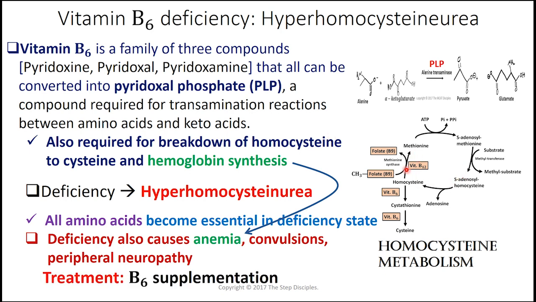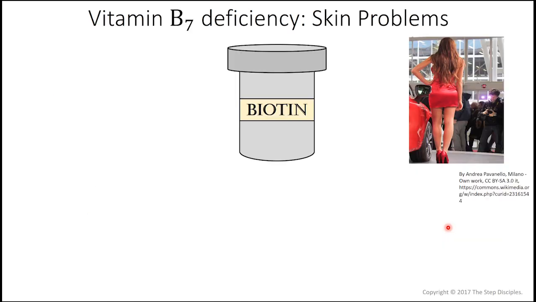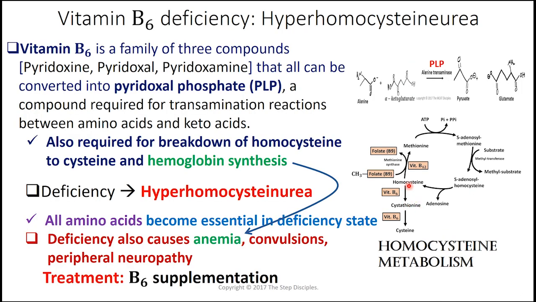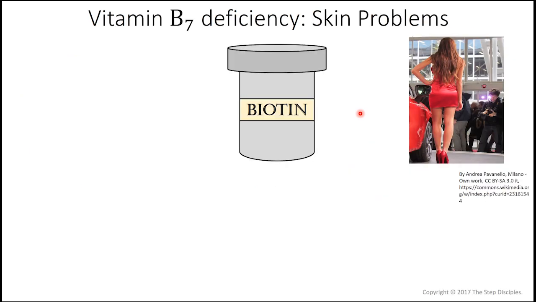I just want to walk through this figure here. Here's homocysteine, and it turns out that vitamin B6 is required to break it down. If you don't have that working for you, then guess what? You're going to have hyperhomocysteinuria, and that ultimately leads to neural tube defects, so spina bifida. We'll talk about that later.